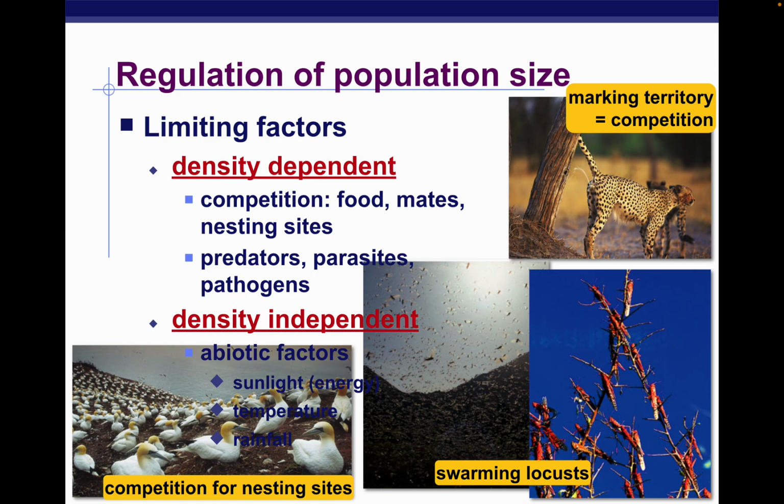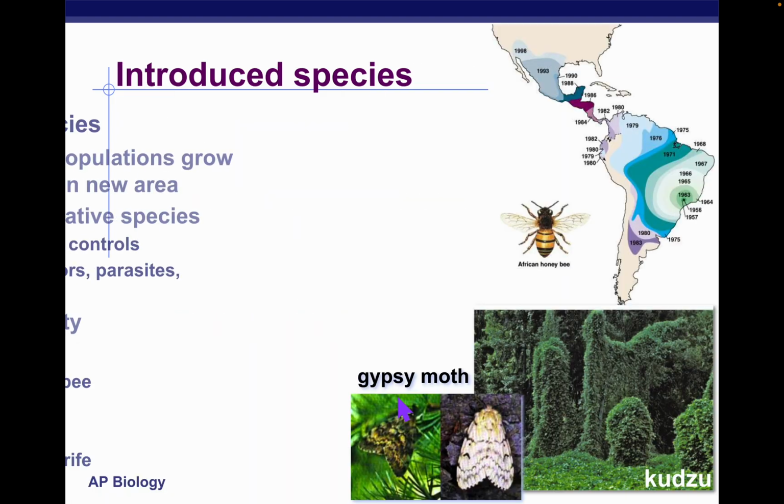Okay, so we're showing you a picture of a cheetah marking their territory. That's competition. We have swarming locusts. We have competition for nesting sites down below.